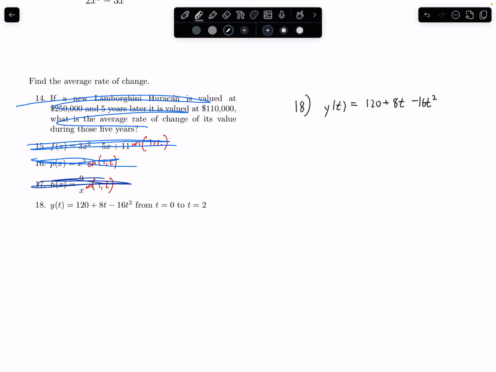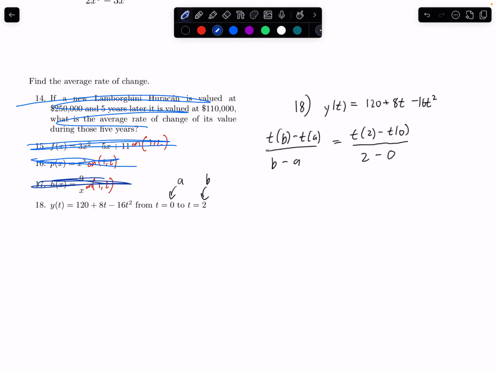And we want the average rate of change from 0 to 2. So I'm looking at t of b minus t of a over b minus a. Here, t equal to 0 is the a, and b is the 2, right? So I've got t of 2 minus t of 0 divided by 2 minus 0. Okay, let's do a side calculation now.